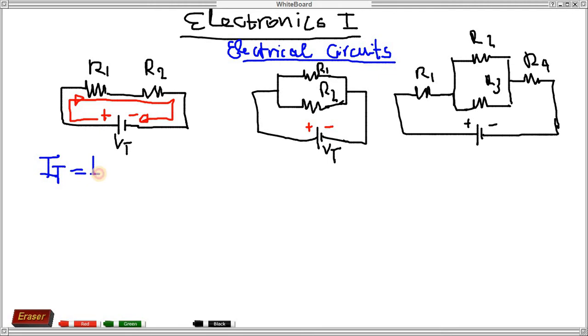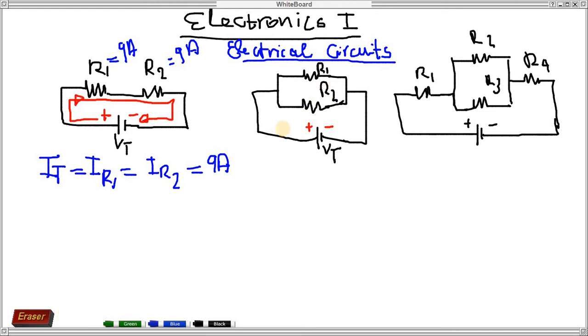is the same across resistor R1 as the current across R2. So let's say if this is 9 ampere, the current here is going to be 9 ampere, and the current here will also be 9 ampere. In a series circuit, the current is the same across each and every resistor connected in series straight to the voltage.